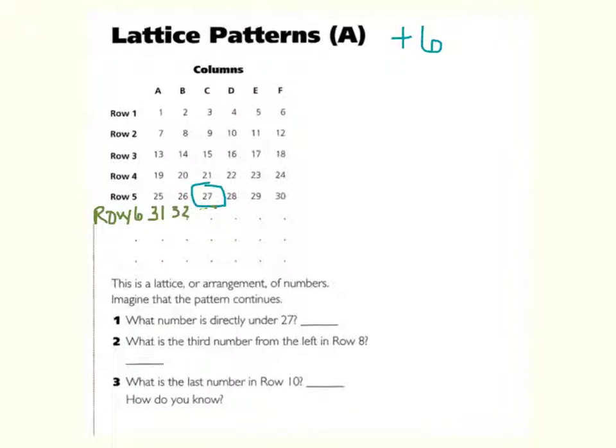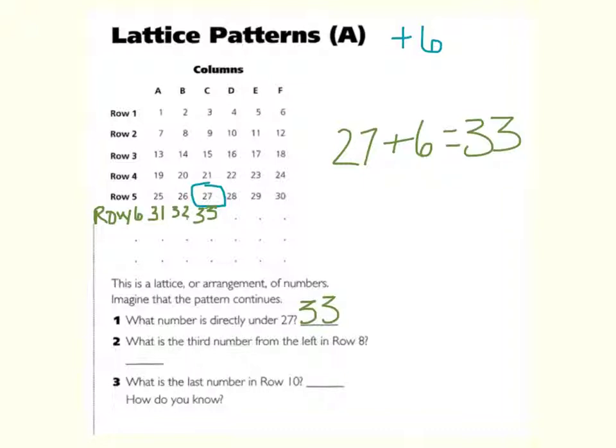But let's go back to the rules that we noticed, or the pattern. If we go across the row, are we adding 1? 31 plus 1 is 32. 32 plus 1 is 33. So yes, we are. If we follow the rule of adding 6 to the consecutive numbers in the columns, is 27 plus 6 33? Yes, it is. So it's safe to answer that the number directly under 27 would be 33.